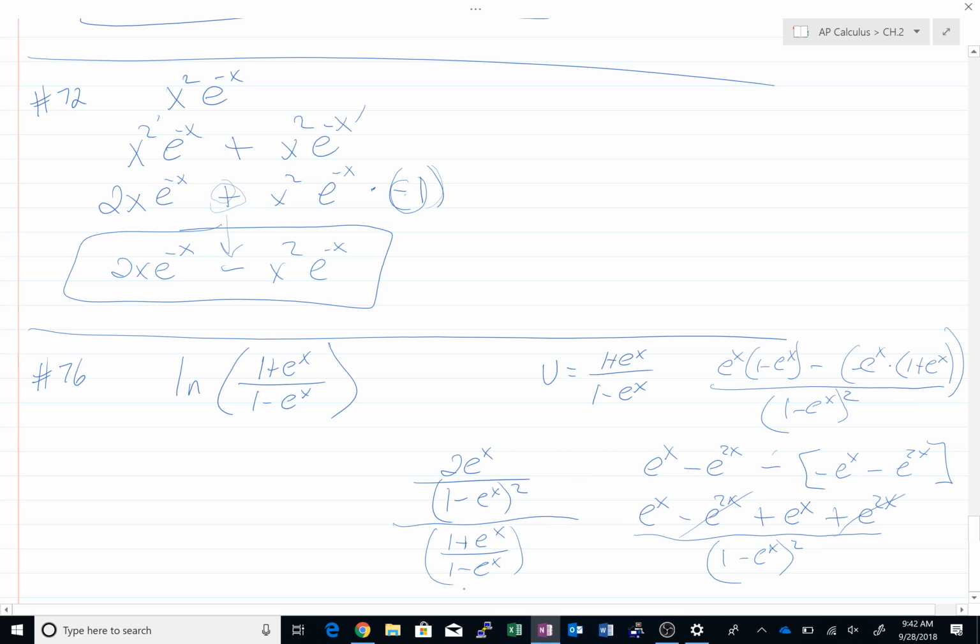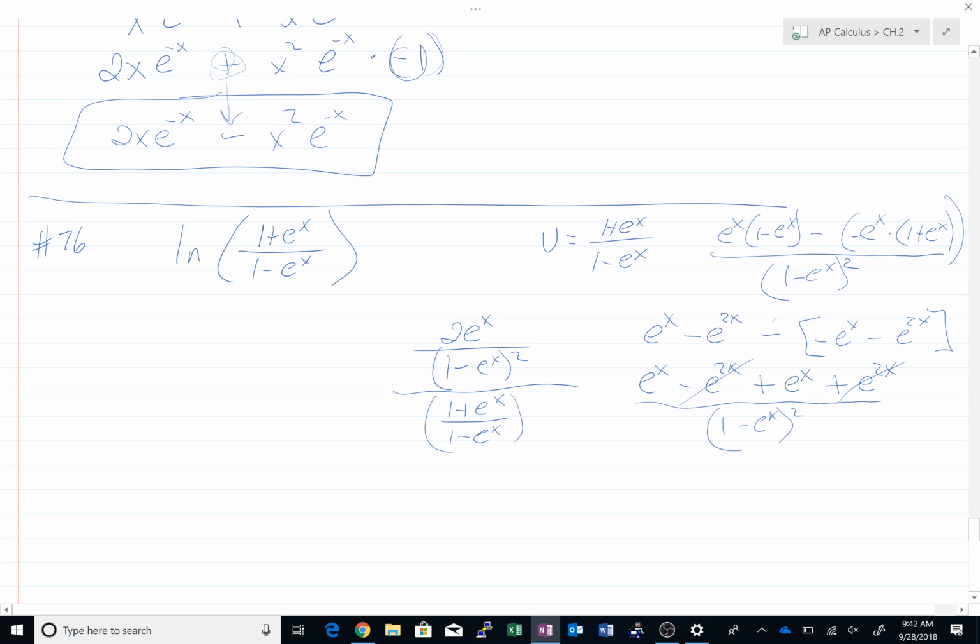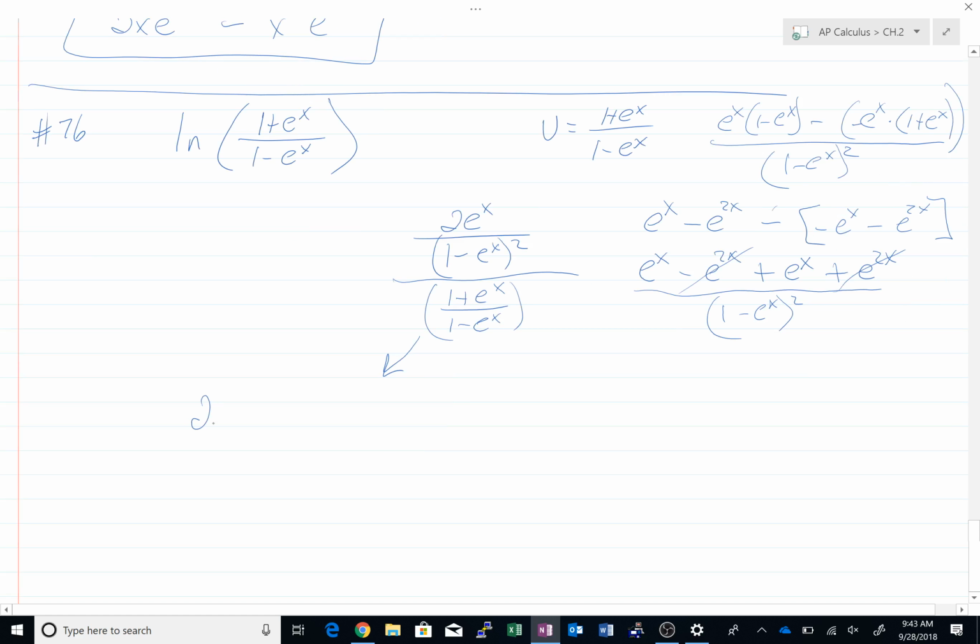All right. And then if I divide the two fractions, remember, you flip the bottom fraction and multiply. So here's what it turns into. 2e to the x over 1 minus e to the x quantity squared times 1 minus e to the x over 1 plus e to the x. I can cancel one of that whole thing with one of these down here.